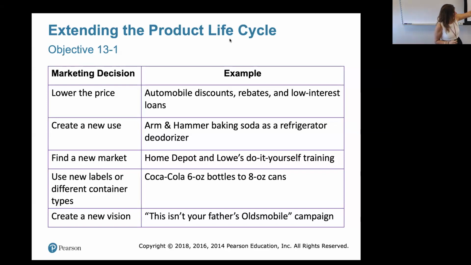Anyway, or create a new vision. I don't know if this really worked. This isn't your father's Oldsmobile campaign. Oldsmobile has the image of old people driving this car. Would you all like to have an Oldsmobile? Anybody here? No, no way, right? Even I wouldn't want one, right? But anyway, they're tapping into a new market, the younger generation market. I don't know if they were successful with that or not, but it was one way to try to extend the product life cycle.